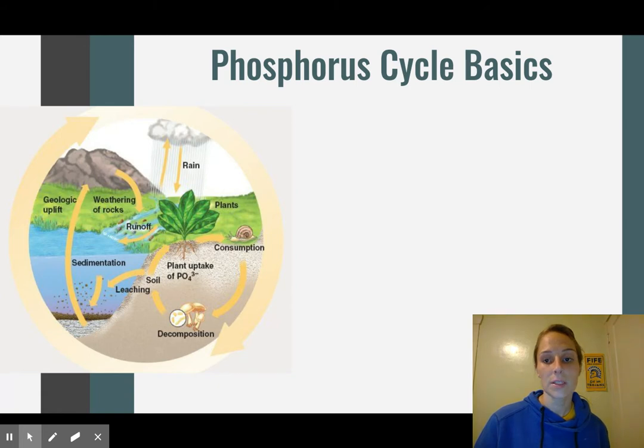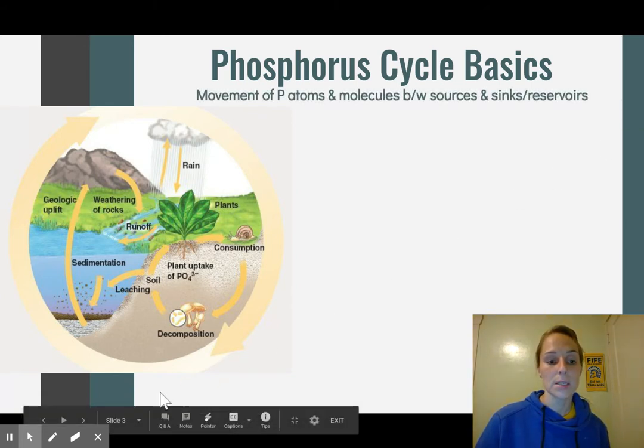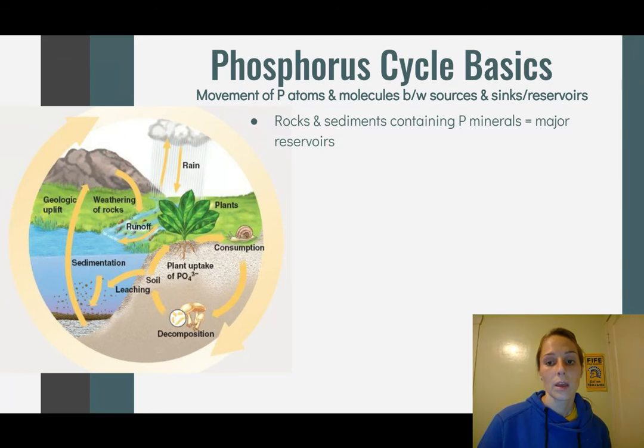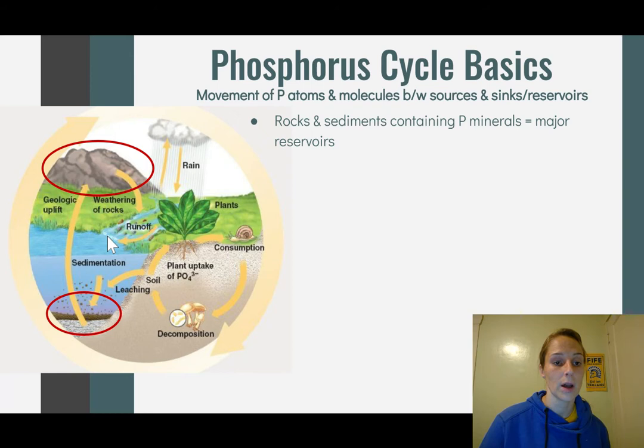Now we're going to start with some phosphorus cycle basics. So, the movement of phosphorus atoms and molecules between sources, sinks, and reservoirs. Similar to the carbon cycle and the nitrogen cycle, we're talking about sources and sinks and how the atoms and molecules move. Basically, where you're mostly going to find phosphorus is in rocks and sediments that contain phosphorus minerals, and this is going to be your major reservoir. If you look at this diagram here, you've got these mountains, and then you've got sediment and soil on the bottom, and that's where you have a major reservoir of this.